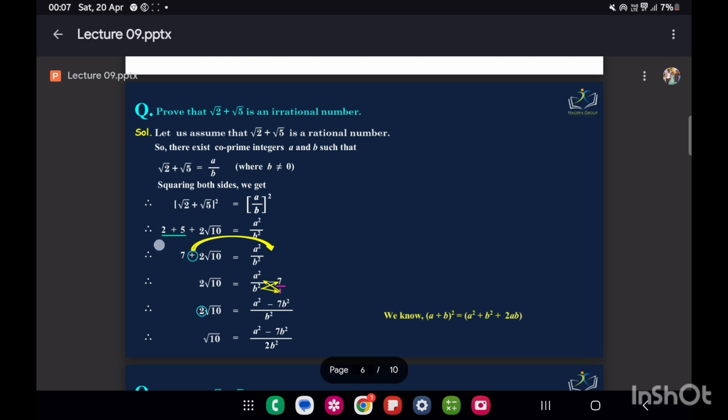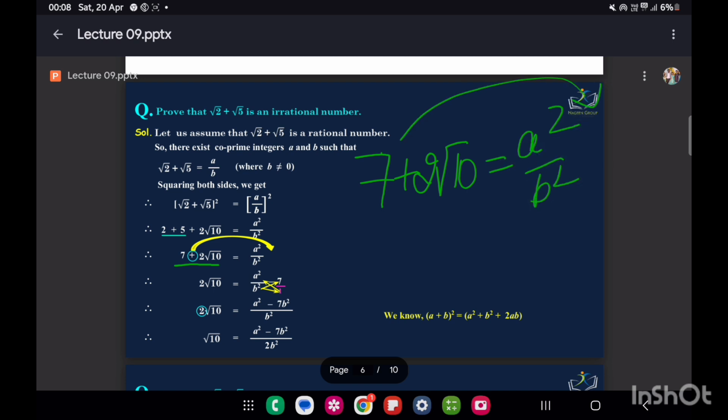Now we are having numbers here. 2 plus 5 equals 7, and the plus sign is there. So 7 plus 2 root 10 equals a square divided by b square. So shift the 7 to the right hand side. I will write here, 7 plus 2 root 10 is equals to a square by b square.